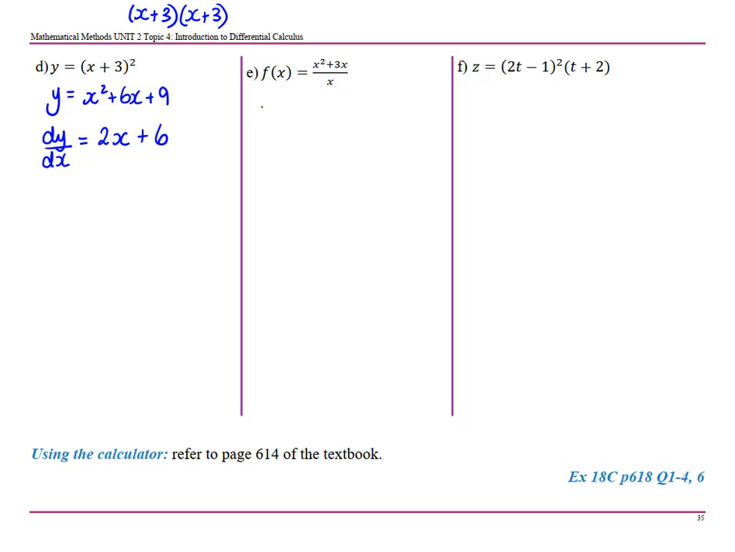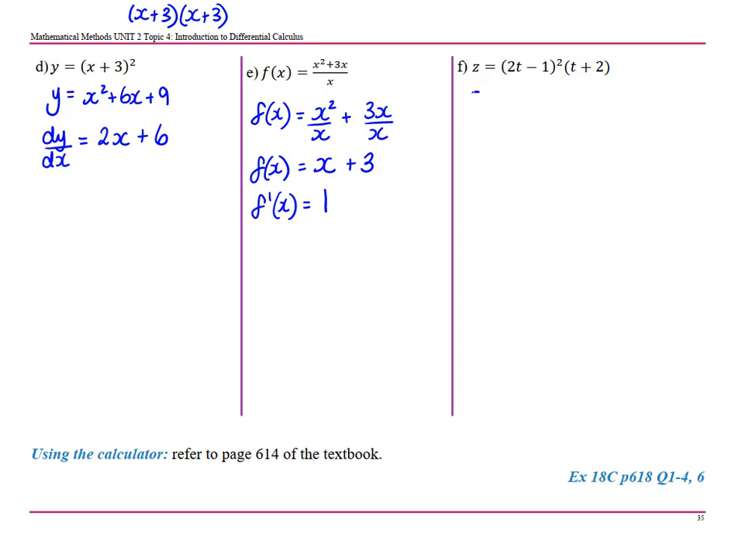With the next one, what we have to do is get rid of that denominator. So we split. We've got x squared over x plus 3x over x. X squared over x is x plus 3x over x is 3. So my derivative is f prime x. Derivative of x is 1.